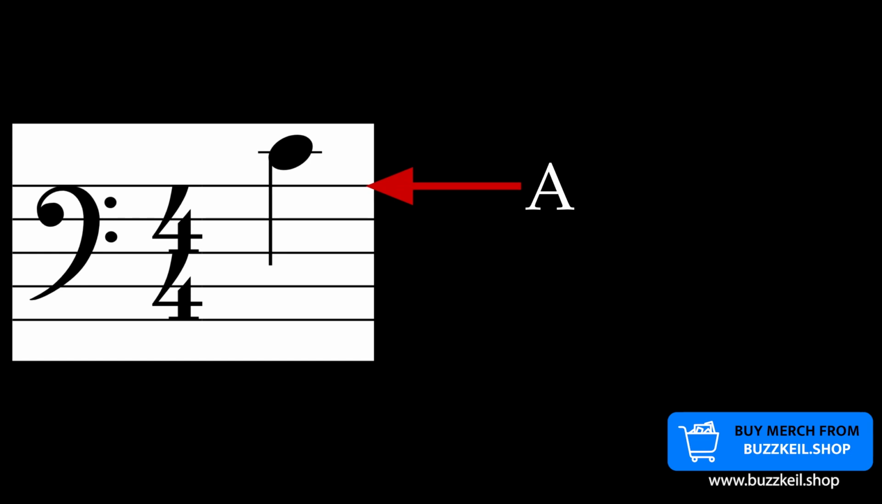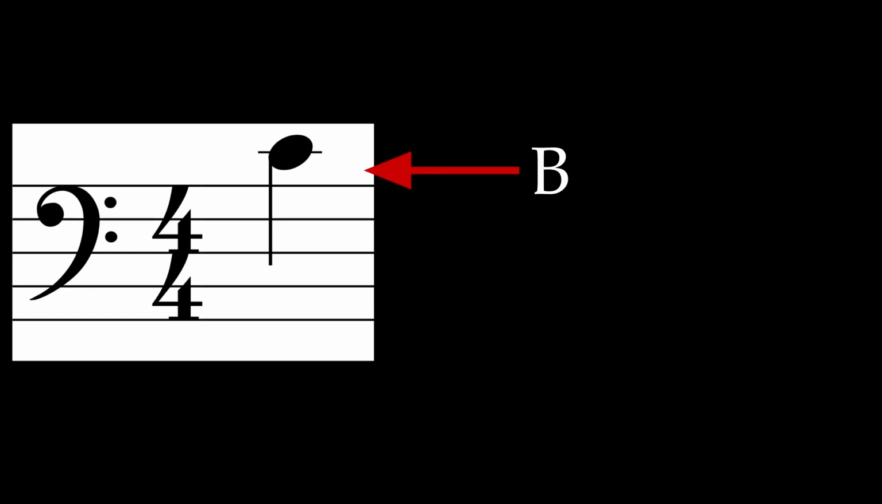What about this note here? This note is in the bass clef, above the top line. The top line is an A. Let's go up from here. Above the top line is a B, and after that we have a C. So this note is a C.